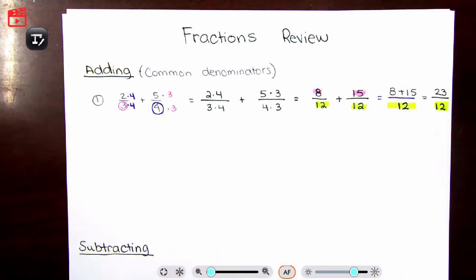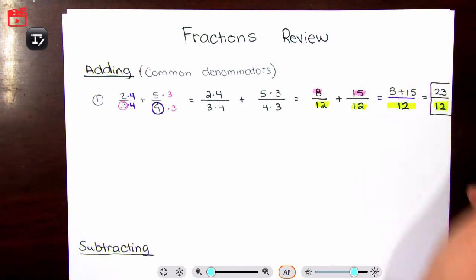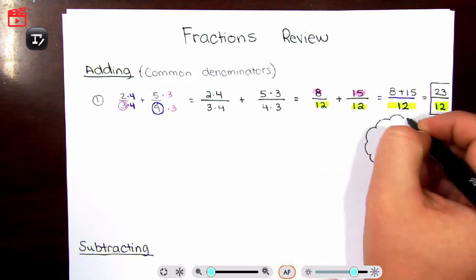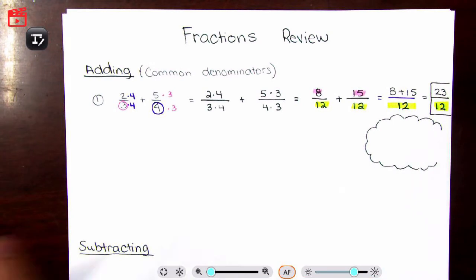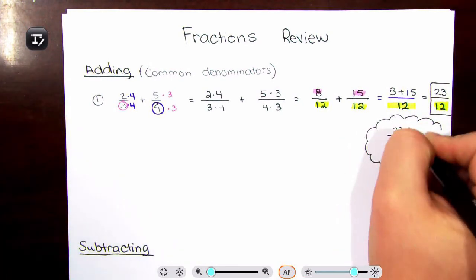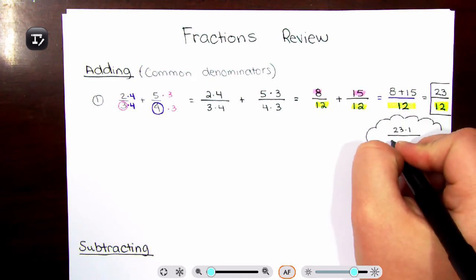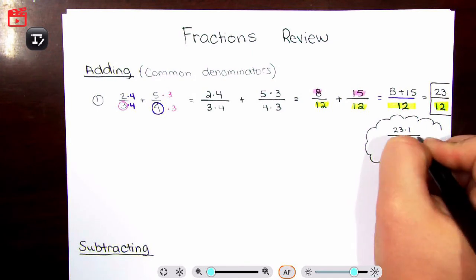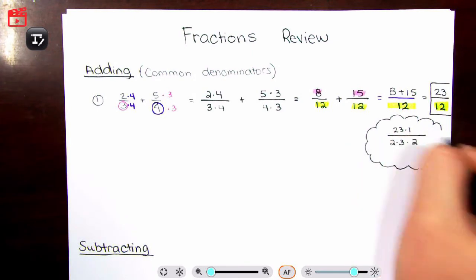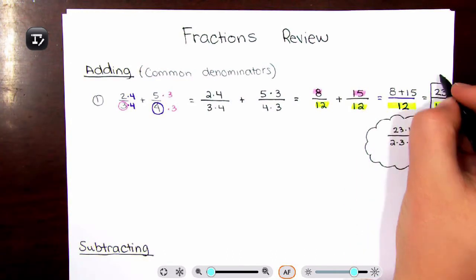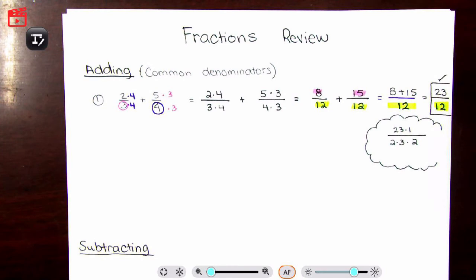Now at this point, you can simplify, if you can, right? You want to have your answer in simplest form. So what I'm doing here is I'm just going to do a quick thinking bubble, and I'm going to list out my factors of 23 and my factors of 12. So 23 is 23 times 1. 12 is 2 times 6, 3 times 4... 6 times 2, which is 12. And I don't have anything in common. There's nothing in common, so this is simplest form. Let's try to do another one.